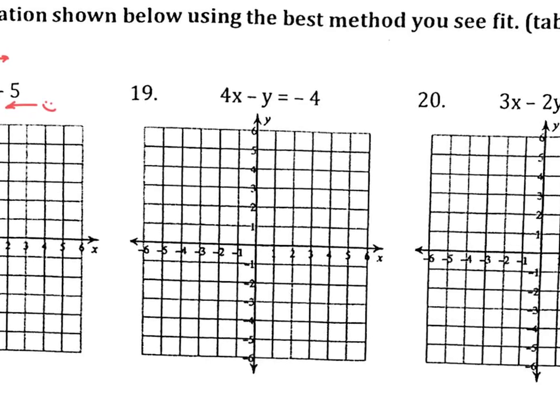Question 19, you can solve this for y if you want to, but I think intercepts is an easier option, so I'm going to break it apart and give myself two options. Either 4x equals -4, which is going to give me an x-intercept of -1, so I'm going to plot that on the x-axis, or -y equals -4, so y is going to equal +4. So I'm going to plot that on the y-axis, and that's going to create my line when I connect them.